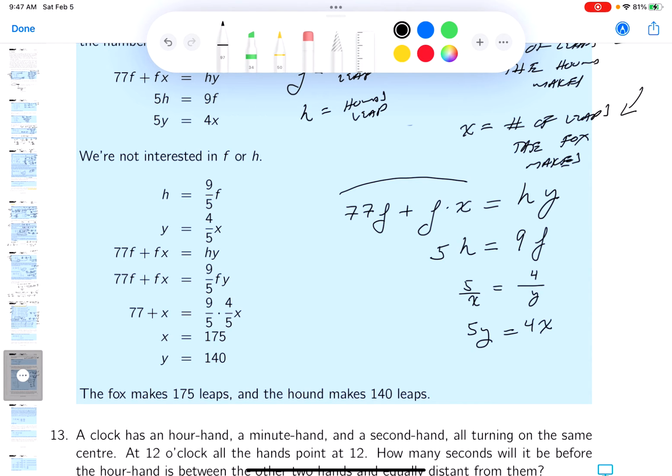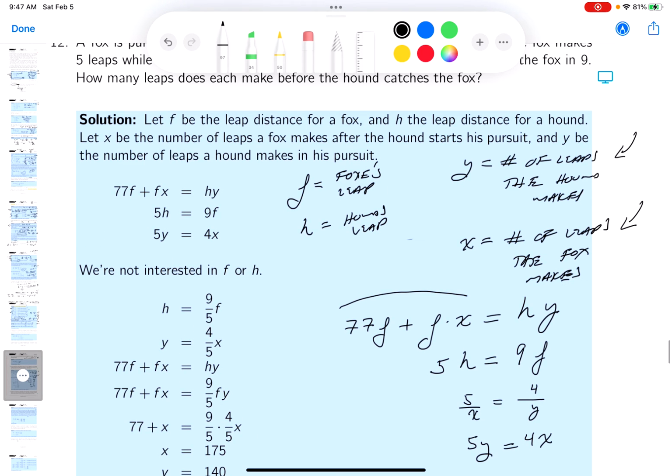All right, what I'm going to do is look back over my work, and I want to point out this stuff's neatly typed up for you, but I'm talking through it. You might say, why do you talk through it? For those students that need to talk through. So they talk about the letter F. What's F? It's the leap distance for a fox. It could be feet, yards, meters, centimeters, whatever. H is the leap distance for the hound. I'm using letters that make sense to me. X is the number of leaps the fox makes, I wrote that down, and Y is the number of leaps the hound makes.